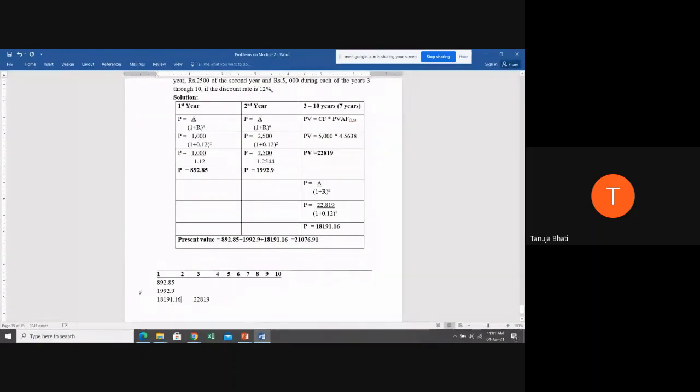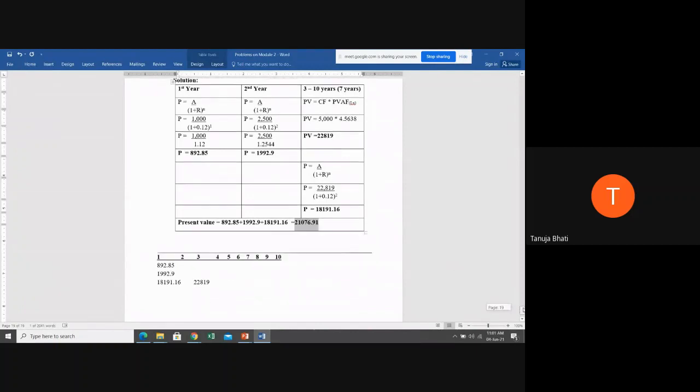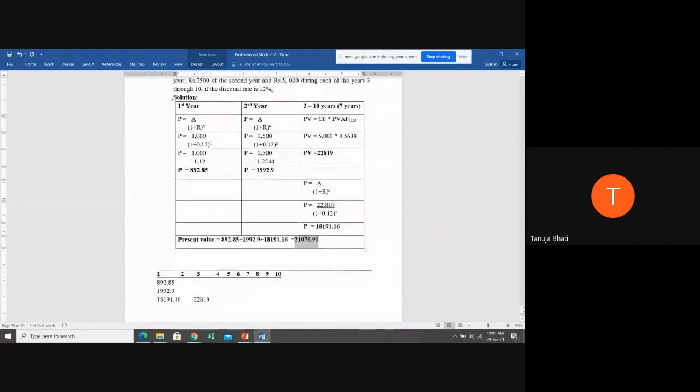So this value also we have got here as 18,191.16. So what is the total present value as on today? We have to add these 3. That is 892.85 plus 1992.9 plus 18,191.16. So the total present value of all these cash flows, single or multiple, is 21,076.91. Is this clear, students? Is this problem clear?